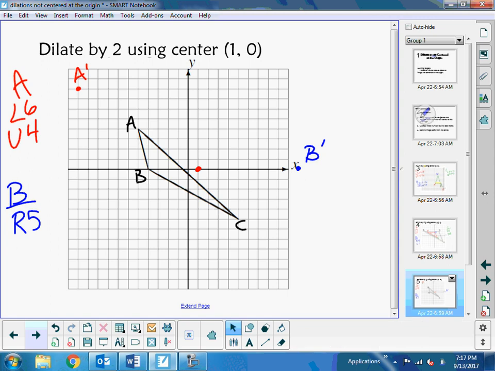All right, so let's do C. So C from that point is 1, 2, 3, 4, 1, 2, 3, 4, 5. So went to the right 4 and down 5.